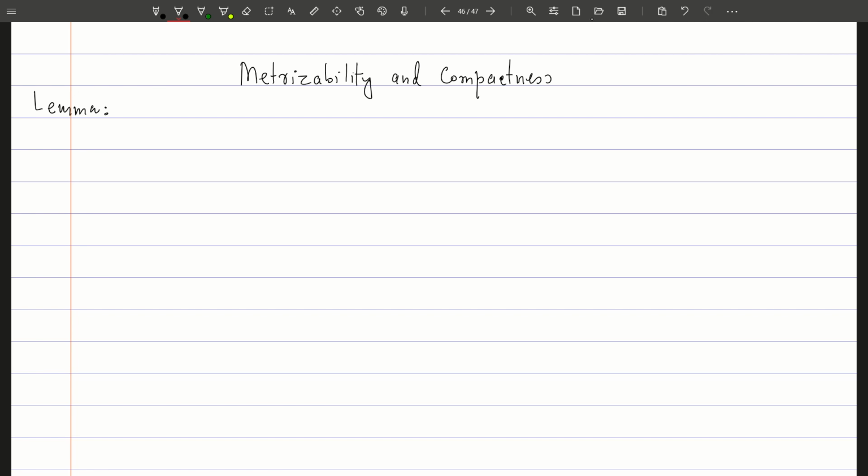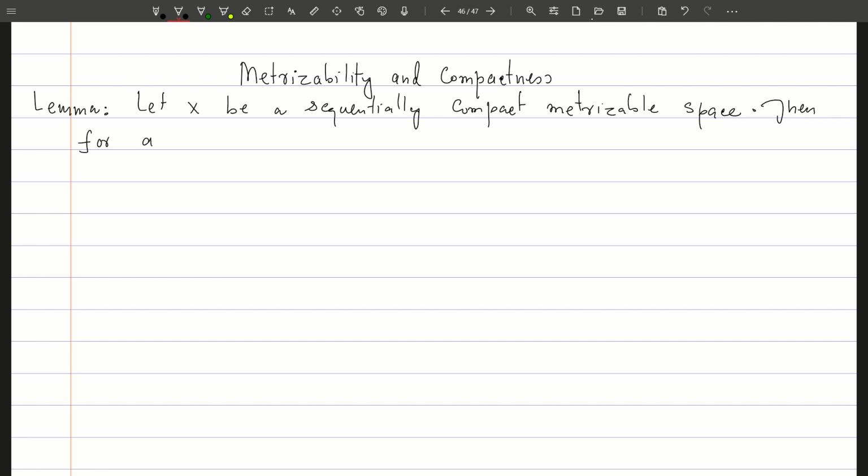So let X be a sequentially compact metrizable space. So we are given that X is a sequentially compact space, metrizable space. Then for any epsilon positive, X can always be covered by finitely many open epsilon balls.